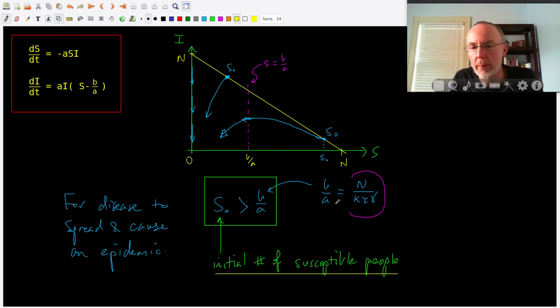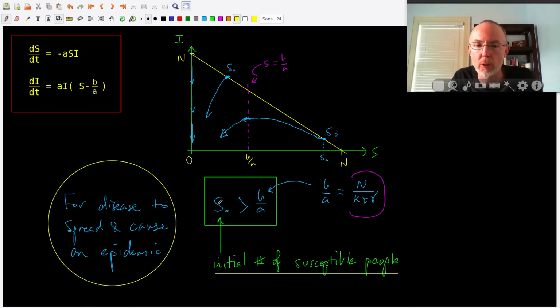My model tells me that what matters in terms of what's going to cause an epidemic is how many susceptible people I have to begin with, how many people are available to get sick, if you like. And if the number of people who are available to get sick is bigger than B over A, then you're going to have a bad disease where the number of infected people increases with time. But if you don't have enough people to get sick, if S naught is not bigger than B over A, then the disease is just going to slowly die out because the number of infected people is just going to rapidly decrease.